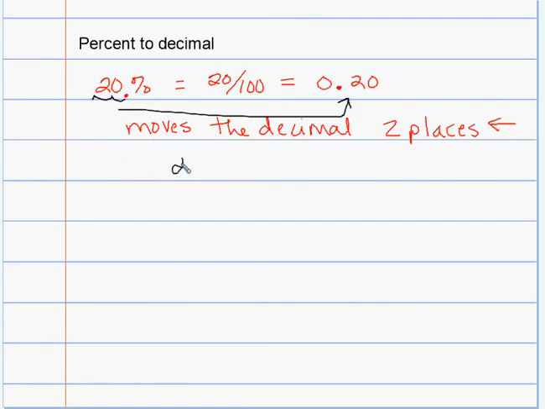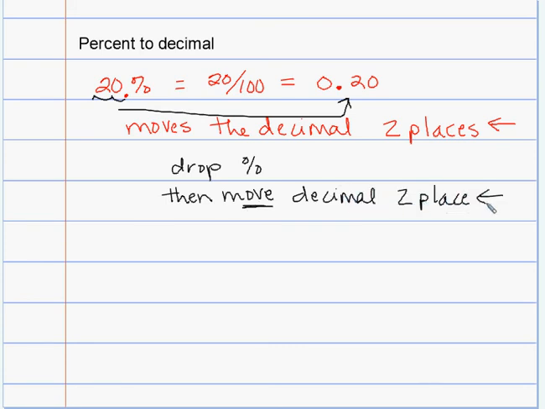Notice that you drop the percent sign, then move the decimal 2 places to the left. Okay? I'm going to give you an example of a really tricky problem that tends to trip students up. Make sure that you star this one, or you refer back to it when you're changing percents to decimals.